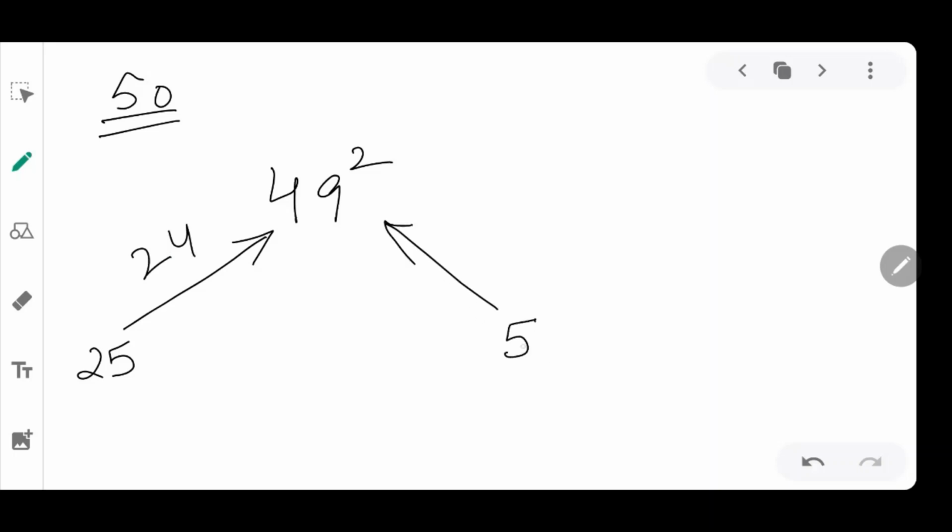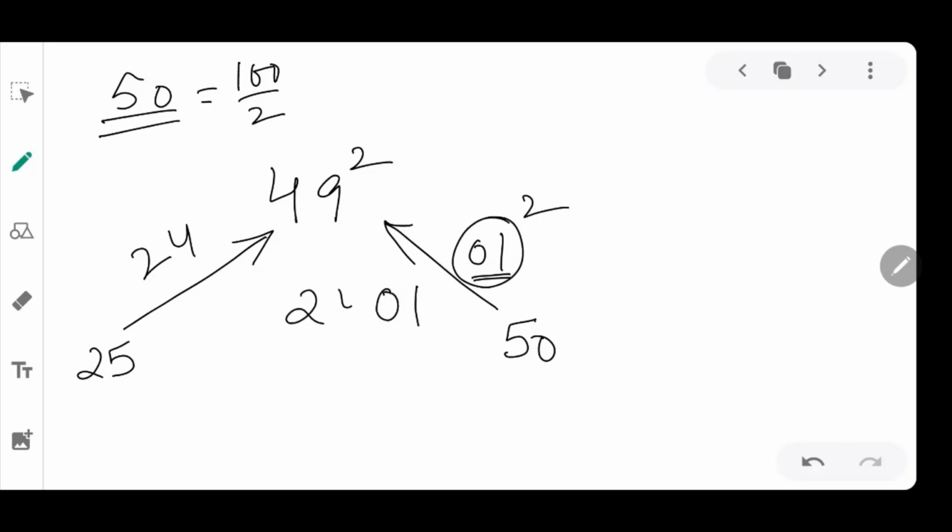Always remember, when you are taking base as 50, we see how much it is away from 25, that is 24, and how much it is away from 50, that is 0, 1. Remember, 2 digits we have to take because 50 is equal to 100 by 2 base. So 0, 1 squared will be 0, 1 and 2, 4 like this. Always remember, you have to put 2 digits at this point.